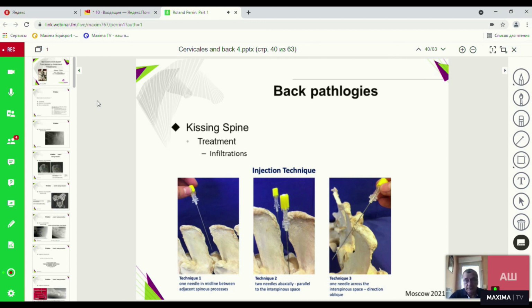So if you look at the practitioners, they can use technique on more often the technique on the left.